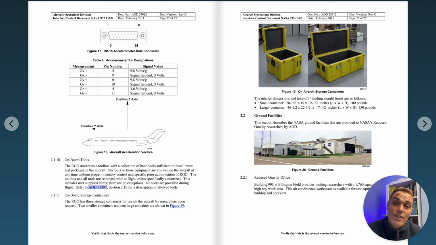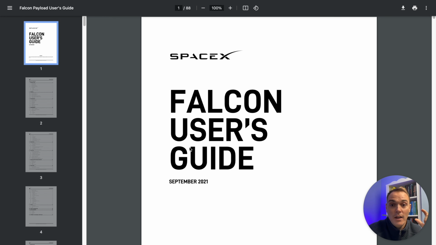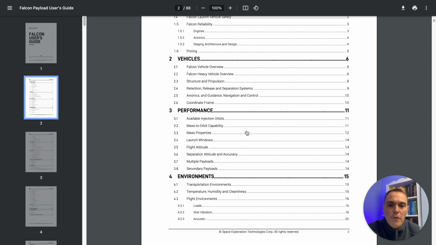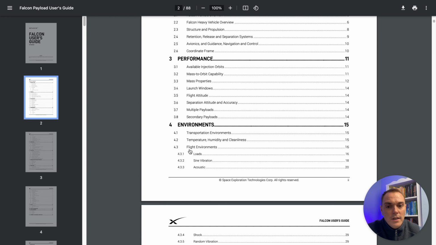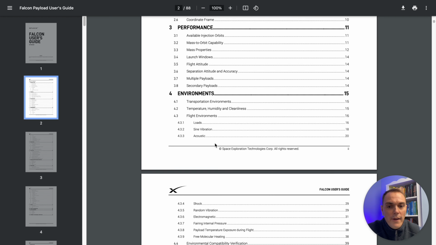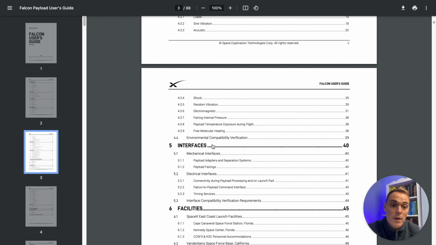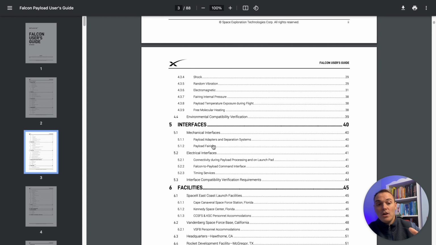Now I found something really cool, which was the Falcon Rocket's SpaceX user guide. Similar sort of context, slightly newer and more modern-age thinking. The user guide talks all about the vehicle, the performance, the environment, the flight environment for load, vibration, acoustics, shock, and so on. And then it talks about interfaces as well. Similar sort of context, SpaceX offer ride sharing to get stuff into orbit.